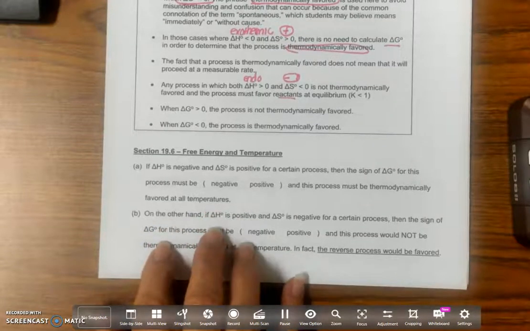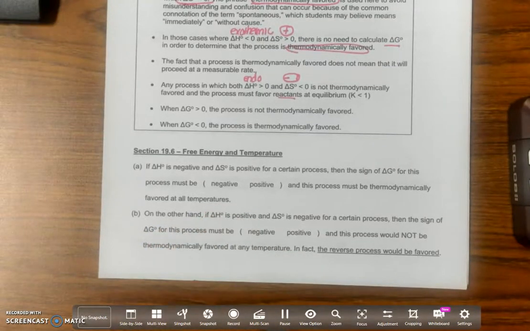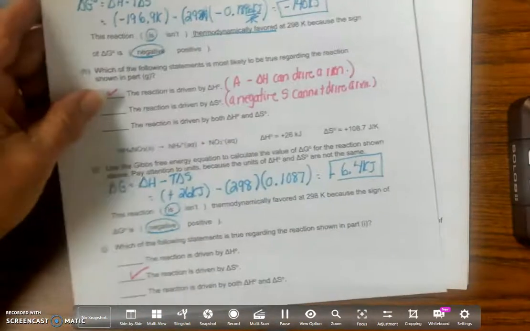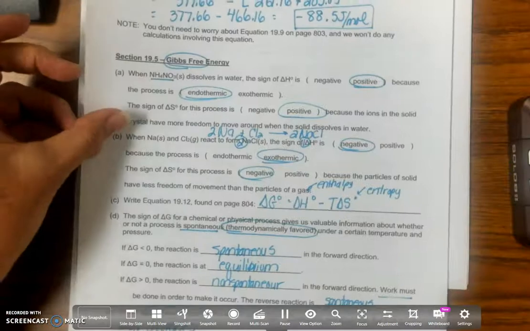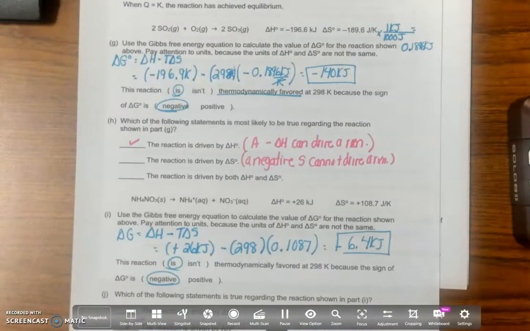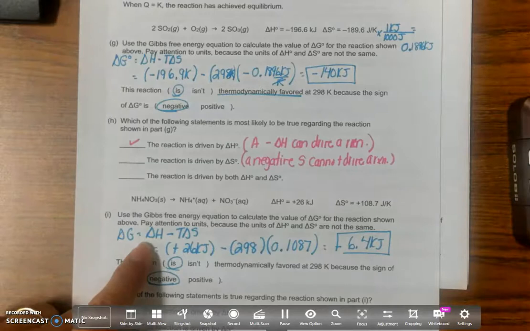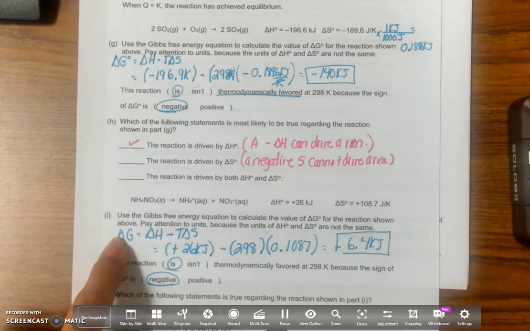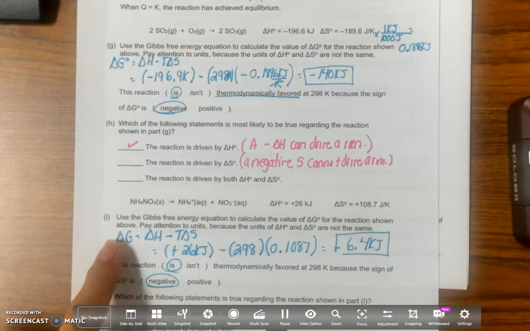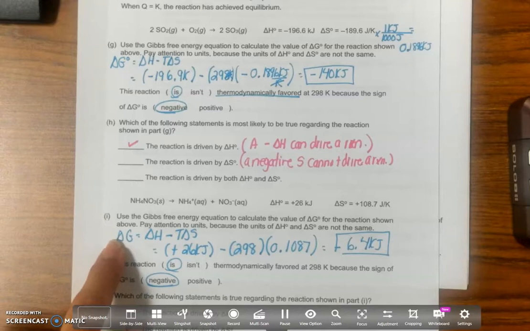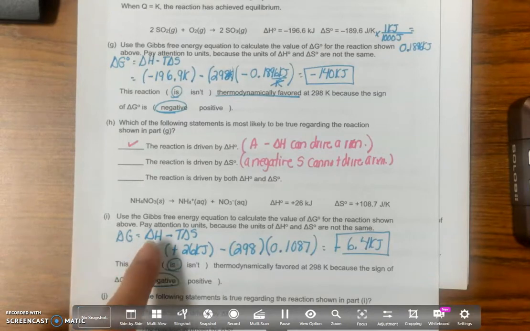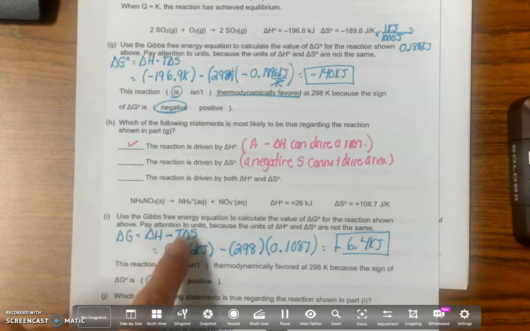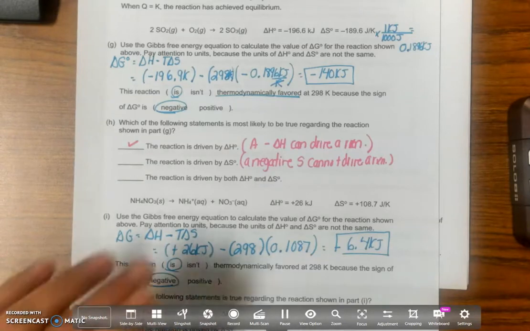Okay, so today we're going to tackle 19.6 and we're going to do a little bit more application of what you did in the last video. Now the focus of the last video really was this equation here, where we looked at how the Gibbs free energy, whose sign tells me whether the reaction is thermodynamically favorable or not, is a combination of delta H and delta S with temperature.